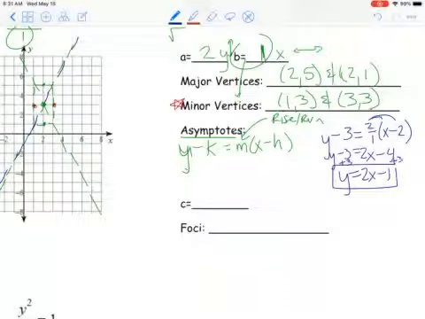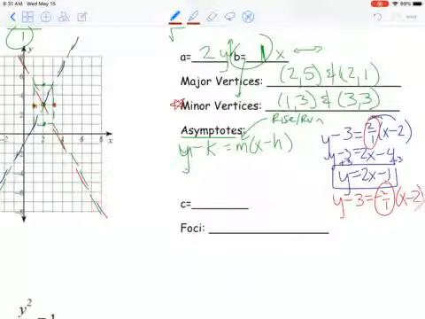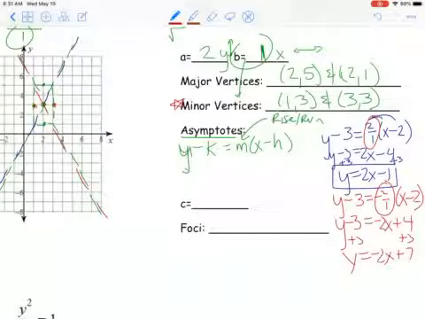So that's one of them. The other one is this guy right here. So y minus 3 equals, and I go negative 2 over 1. Those are just the same number. So I get y minus 3 equals negative 2x plus 4. And I add 3. So I get y equals negative 2x plus 7. So I do need to have those two equations written.